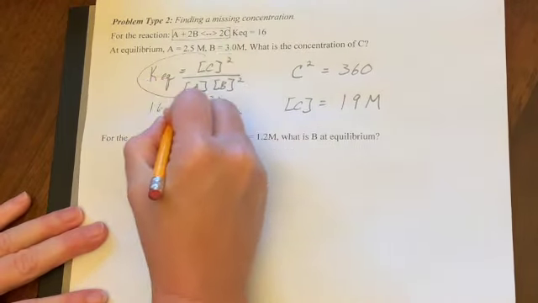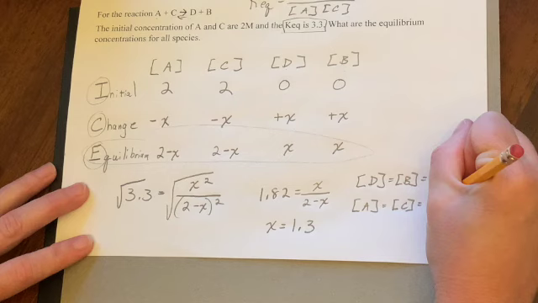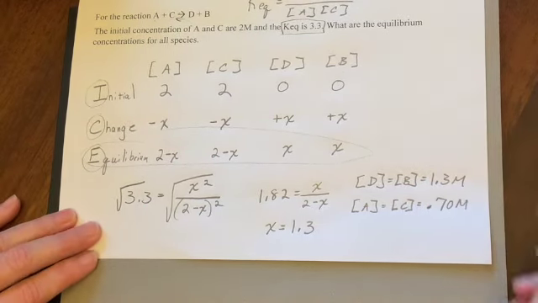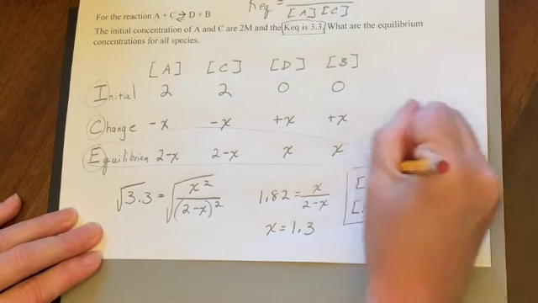Concentration of A, which is the same as the concentration of C, right? All right, so A and C are the same. Well, they're 2 minus X. So 2 minus 1.3 is going to give you about 0.7. We'll put a 0 there just so we don't have one significant figure. And those are your final answers.